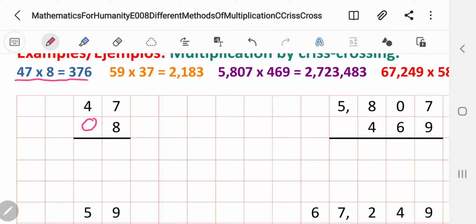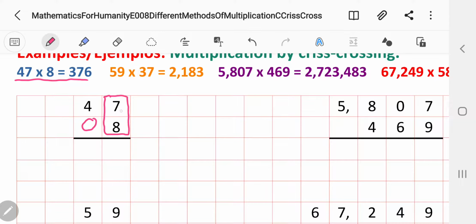Let's follow closely the procedure, and then when you are already familiar with the procedure, you can multiply large numbers or even small numbers like decimals. It will be very easy for you. So in this case, we have 47 times 8. We start with enclosing these two numbers here.